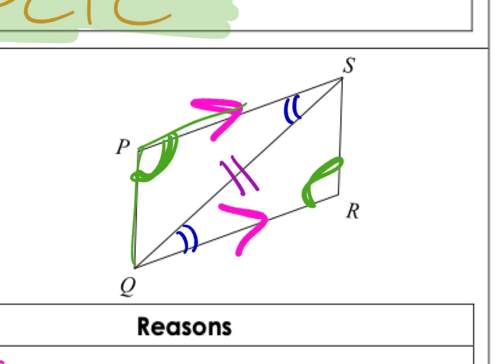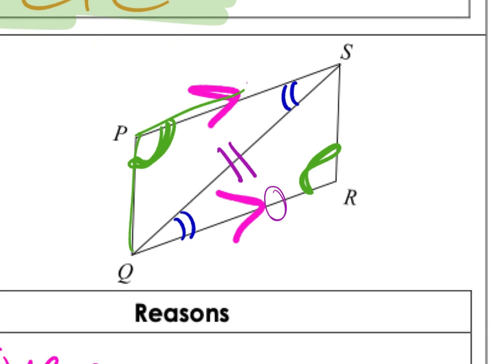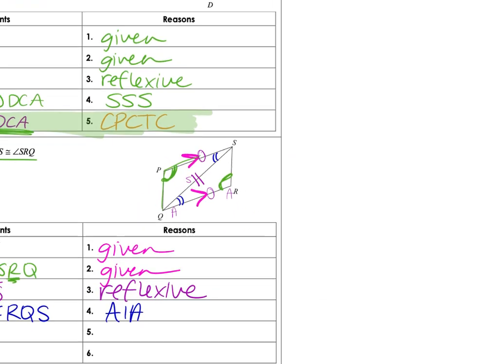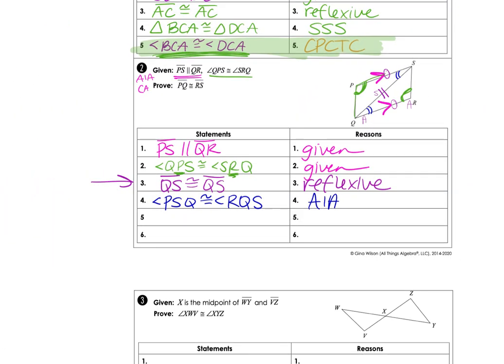Angle side angle. It's not angle side angle. Angle side angle would be if they told us these 2 sides are congruent. Do we know those 2 sides are congruent? No. AAS. It's angle, non-included side. Okay? So this is going to be the triangles are congruent.